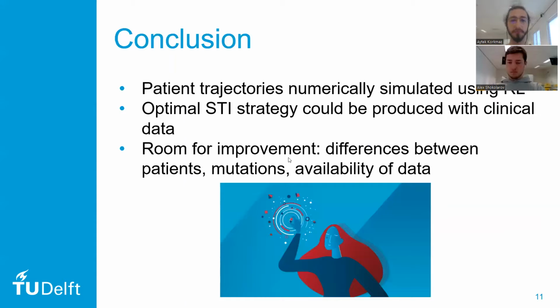In conclusion, the use of reinforcement learning for HIV treatment basically simulates numerically the patient trajectories from the HIV dynamic model and uses that to develop an optimal STI strategy, which could be produced using clinical data from both patients and simulations. However, it should be noted that there is still plenty of room for improvement. The differences between the patients, the mutations within the virus, and the availability of the data are the three key topics that scientists are currently working on to further improve this model for using reinforcement learning to find the optimal STI strategy for HIV treatment.